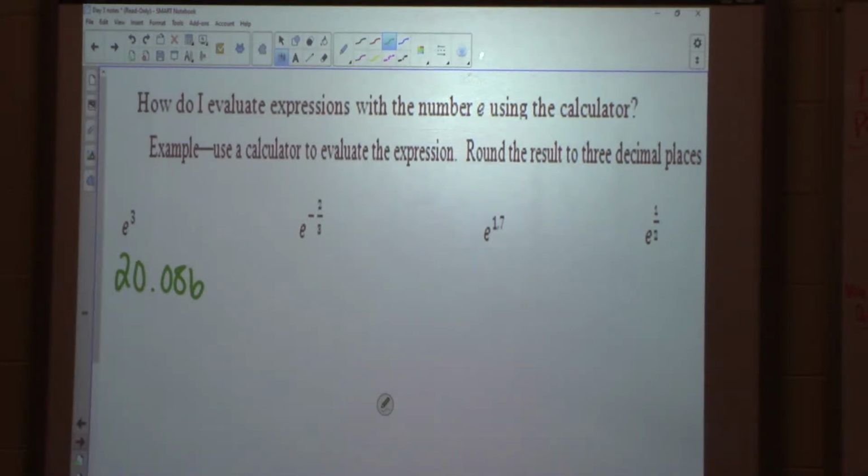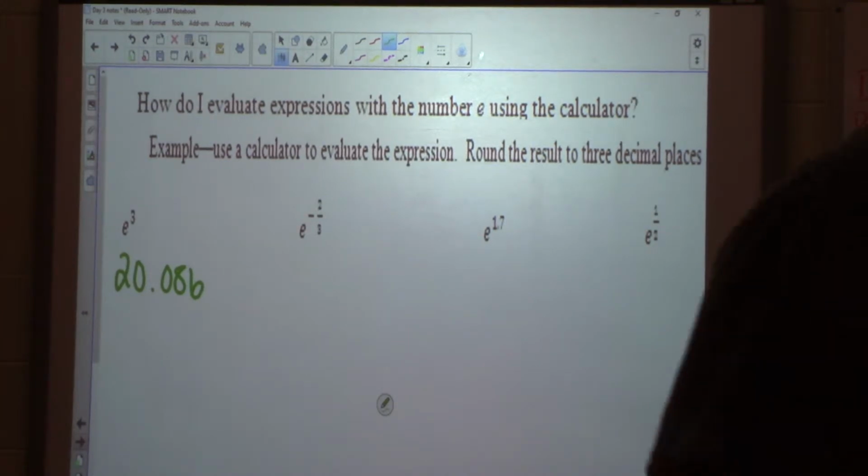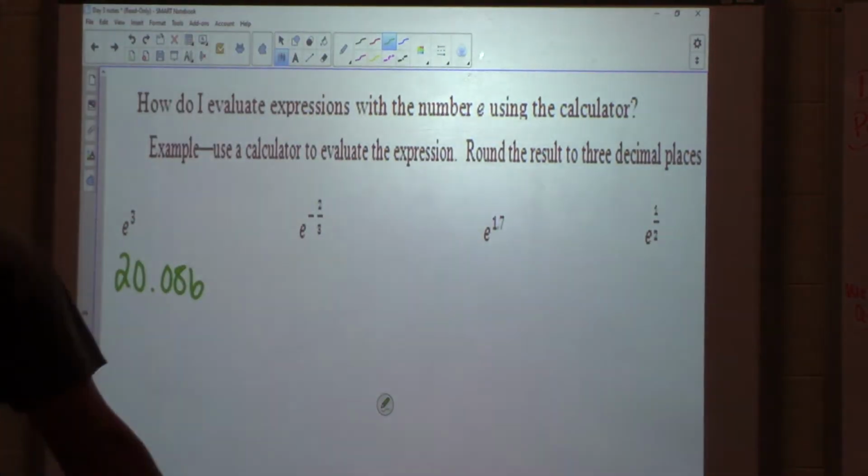Do the next three. E to the negative 2/3. E to the, is that 1.7? Yeah, it's not very nice on the screen, is it? And then e to the 1/2.